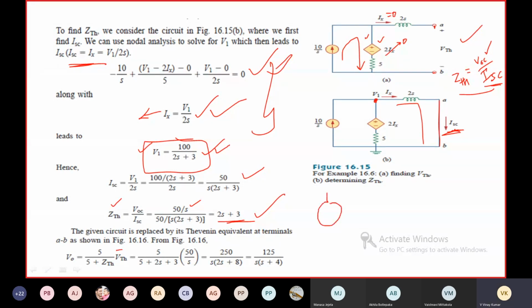Next, VTH is how much? 50 by S. You can have the Thevenin equivalent circuit. ZTH is equal to 2s plus 3. Now you connect the load resistance, 5 ohms. Voltage across this is V naught of S.